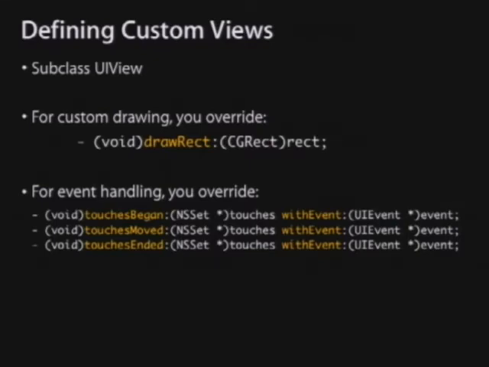So, defining custom views, excuse me. You subclass UIView to start. You get all the functionality of UIView. And then if you're just drawing, the main method that you're going to override is called drawRect. It takes one argument, and that argument is a CGRect. The other methods that you can override, if you'd like to, are touchesBegan, touchesMoved, and touchesEnded. Those are all from UIResponder, but of course, UIView is a subclass of UIResponder. And inside of these, you can handle any touch events.